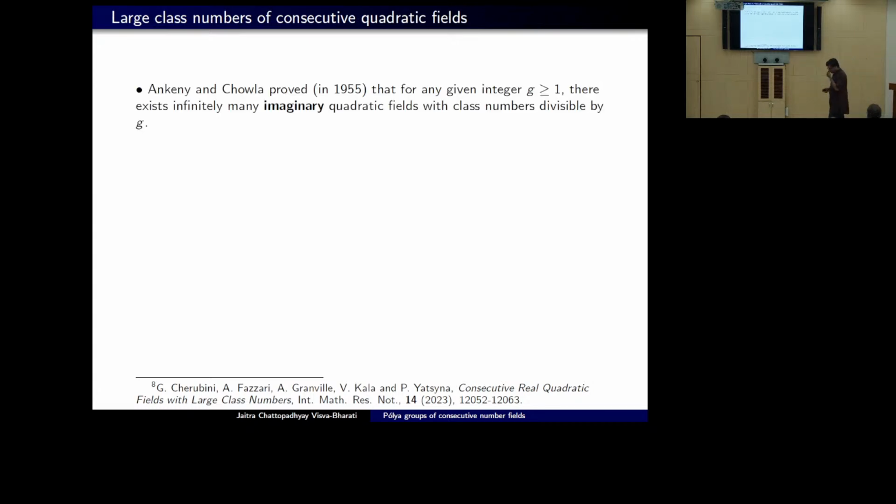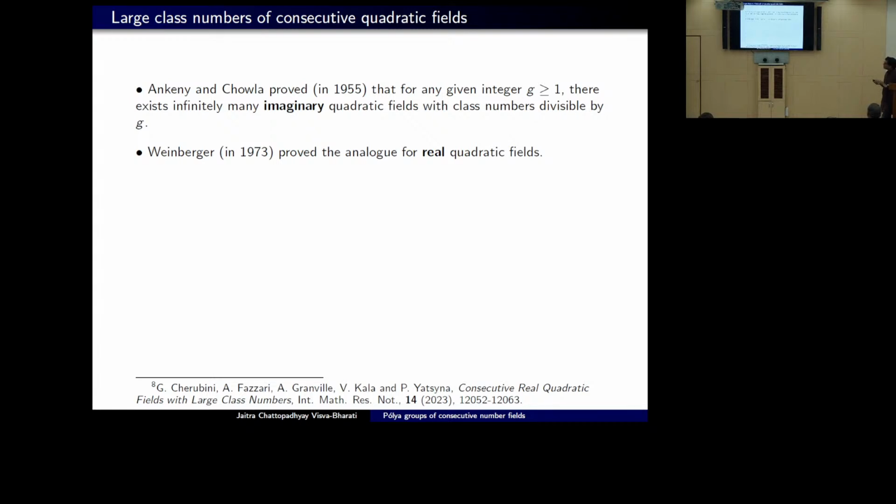Now, what about large class numbers? So we know that some class number is divisible by 3. It may happen that the class numbers are all equal to 9 or 27 or say equal to 3. Then we cannot make it as large as we want. Now this is the result of Ankeny and Chowla, proved in 1955. Actually this result was also known prior to this, in 1922, by Nagell, but many people would like to refer to their result because this gives a quantitative version. They proved that for any given integer g, there exist infinitely many imaginary quadratic fields with class number divisible by g. And the real counterpart was proved about 20 years later, in 1973, by Weinberger.